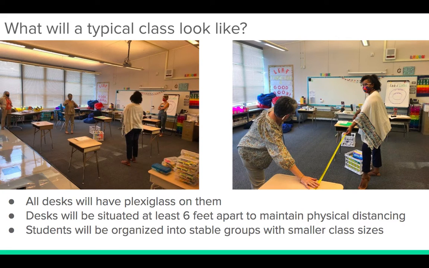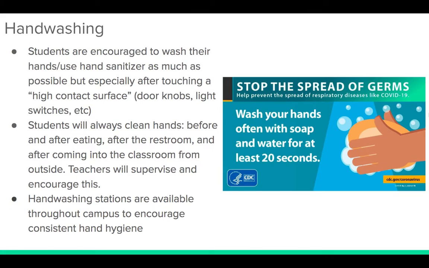So what does a typical class look like? As you can see, the desks will be situated 6 feet apart. On all desks will have plexiglass on them, and students will be organized into what's considered stable groups. So this means smaller class sizes and less risk of exposure and COVID-19 being spread through the school.